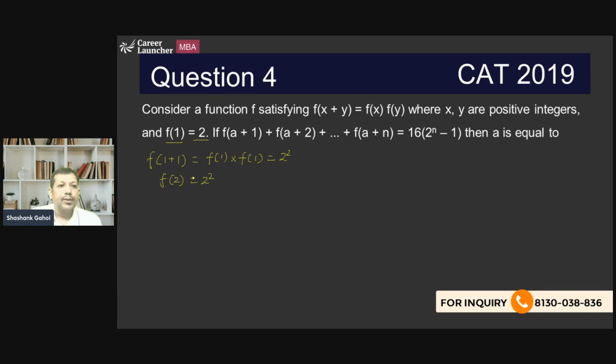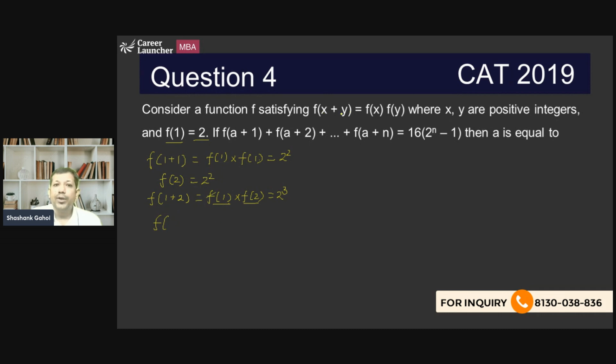Okay, let's put x equal to 1, y equal to 2. So I am going to get f(1 plus 2) is equal to f(1) into f(2). What is the value of f(1)? 2. What is the value of f(2)? 2 square. So this value comes out to be 2 cube. What is the value of f(3)? So f(3) is equal to 2 cube.